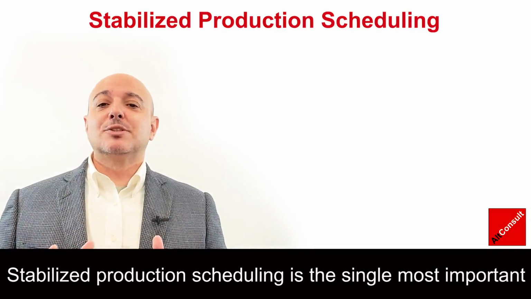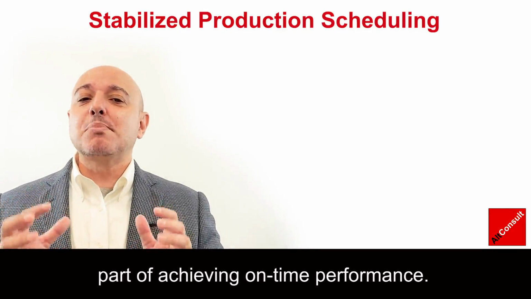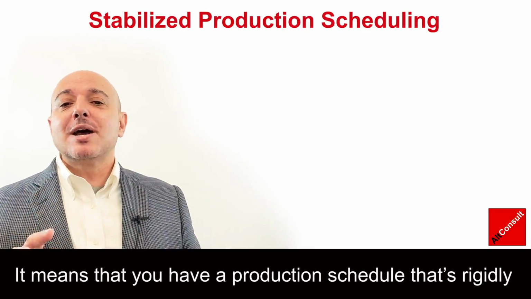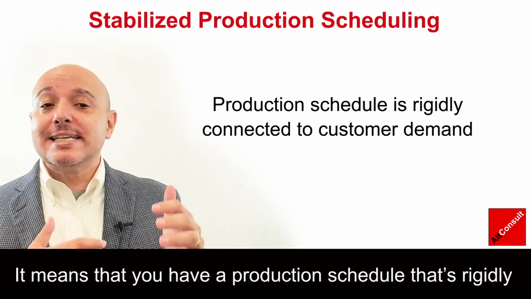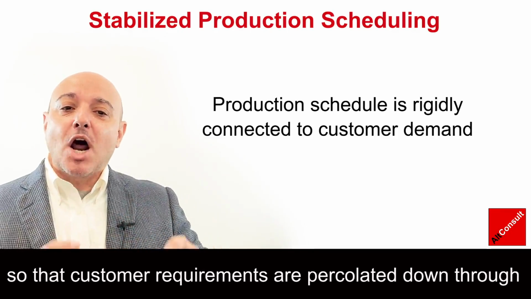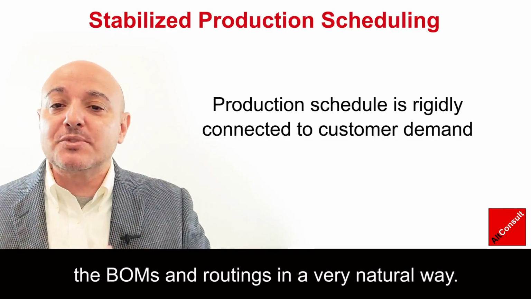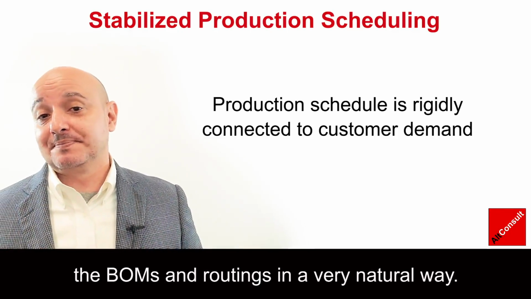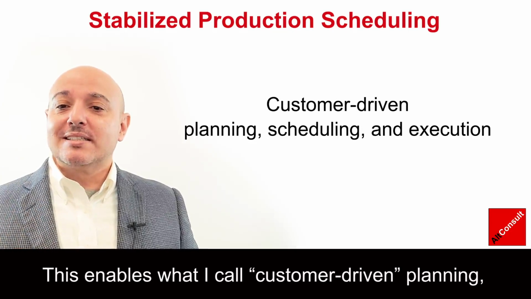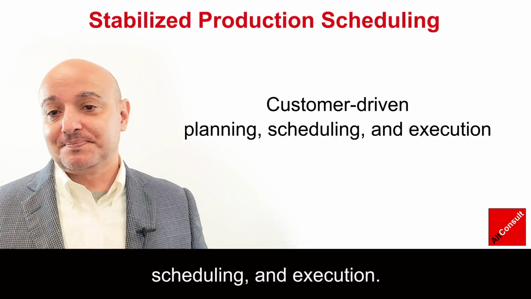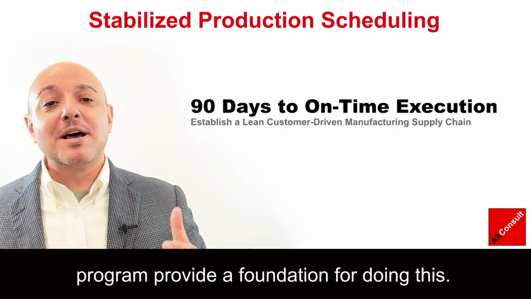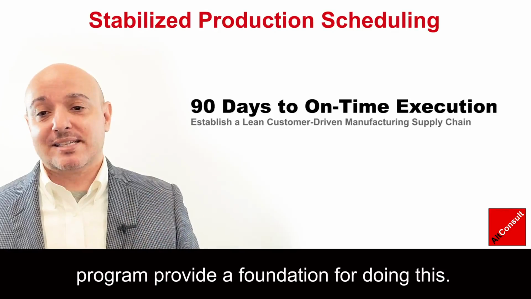Stabilized production scheduling is the single most important part of achieving on-time performance. It means that you have a production schedule that's rigidly connected to your customer demand so that customer requirements are percolated down through the BOMs and routings in a very natural way. This enables what I call customer-directed planning, scheduling, and execution. All the things we do in the 90 Days to On-Time Execution program provides a foundation for doing this.